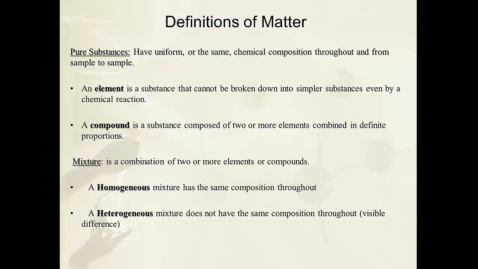homogeneous mixture, which has the same composition throughout, so it's smooth all the way through, like smooth peanut butter, or you can have a heterogeneous mixture that does not have the same composition throughout. So like crunchy peanut butter, if you like to think of it that way. It's not the same all the way through. It's got some solid in there, it's got some softer, creamier portions. It's not the same all the way through.